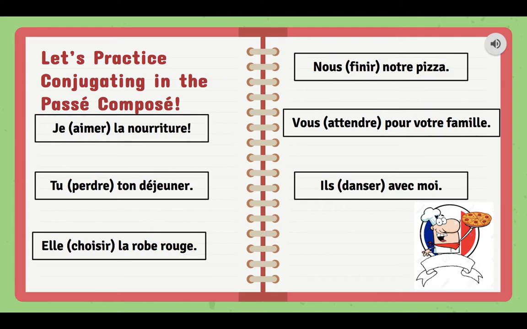Number 4. Nous, finir, infinitive, notre pizza. Number 5. Vous, attendre, infinitive, pour votre famille. Number 6. Il, danser, infinitive, avec moi.